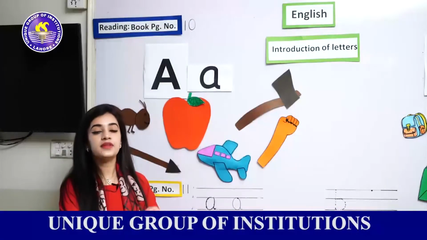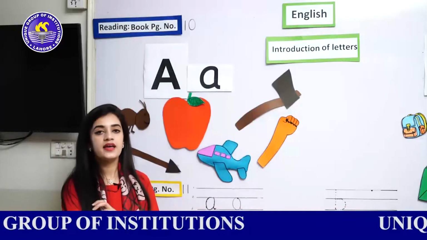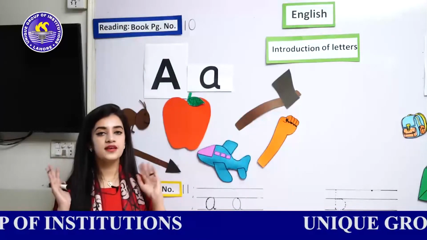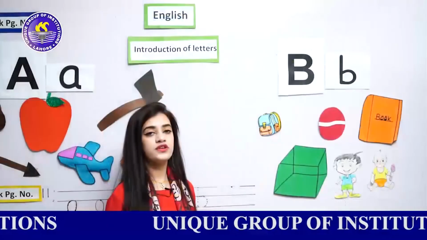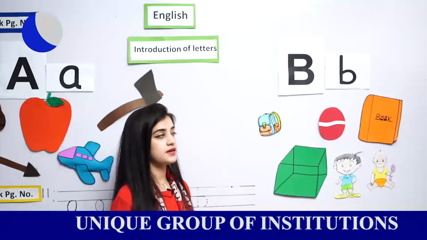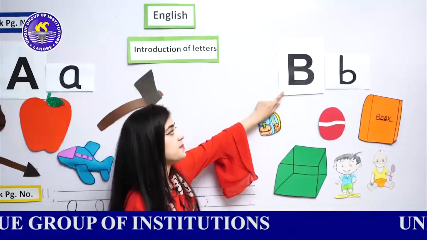Ants on my arm, ants on my arm, ants on my arm and causing me alarm. Okay, now we are moving towards our next letter. That is letter B.